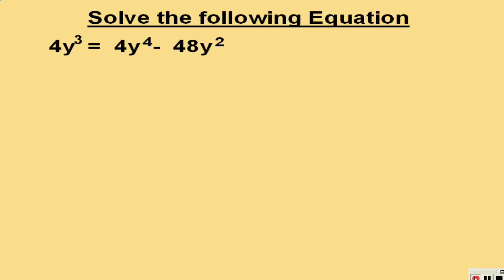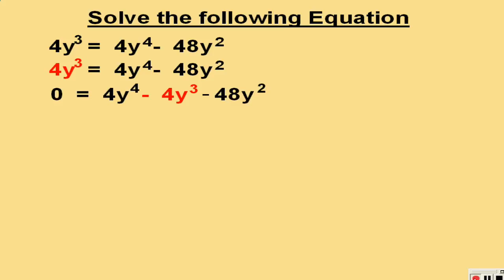Solve the following equation. When solving polynomial equations, our first step is to set one whole side equal to 0. As you can see, we have 4y cubed on the left-hand side. We will bring it to the right-hand side and get powers in descending order set equal to 0.